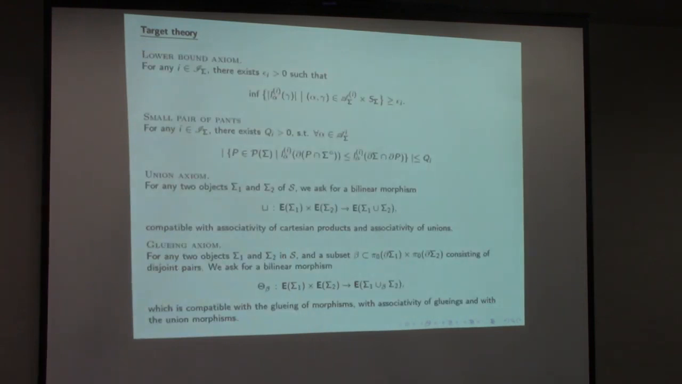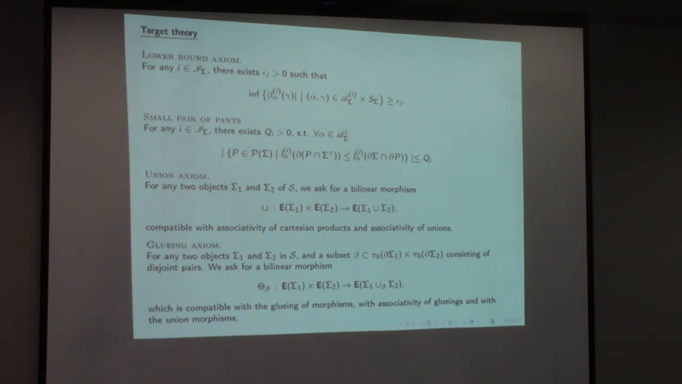And then there is something called a lower bound axiom, which has to do with there not being too many small pairs of pants. The lower bound axiom means that the length functions have a universal lower bound when you look at some I and look over all seminorms and all curves. There has to be uniform boundedness, and that's the analog of the systole in general. And then there is the small pairs of pants axiom: there cannot be too many small pairs of pants.